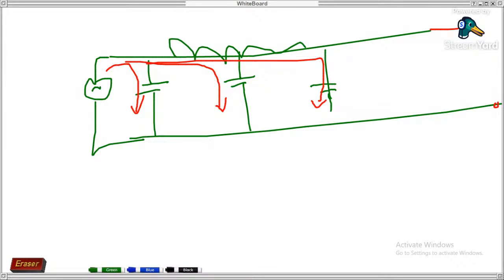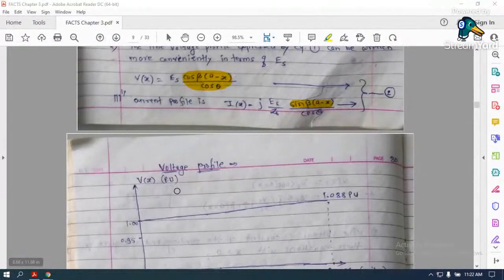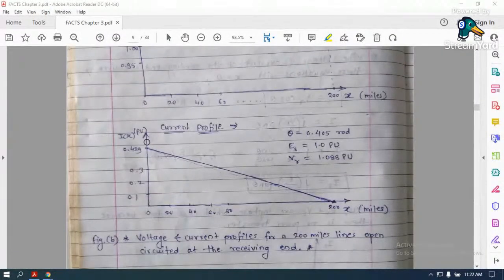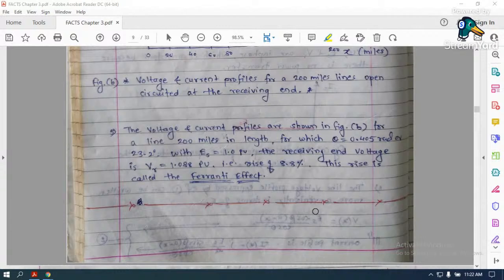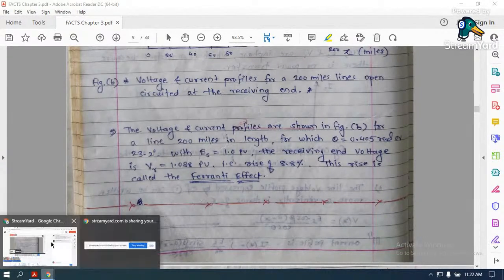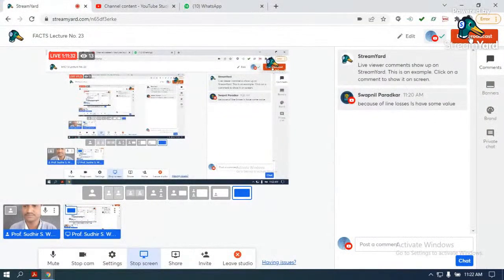Right? Okay. In the next lecture, we will start with the actual. You look at this, it has been done. We will start with the third chapter, objectives of shunt compensation. Okay, we will stop here.